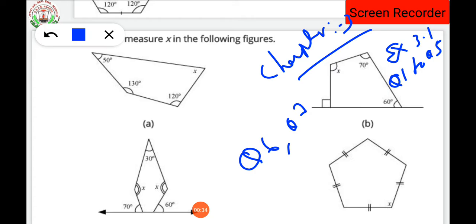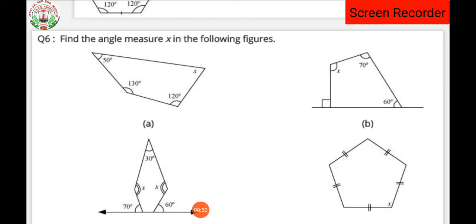So in this video, we are going to see exercise 3.1 from chapter number 3, Understanding Quadrilaterals, question number 6 and 7. So if you are having any doubt related to exercise 3.1, question 1 to 5, you can directly ask me through my WhatsApp number. Clear? So here is question number 6.